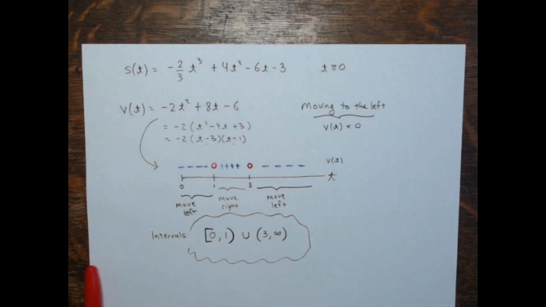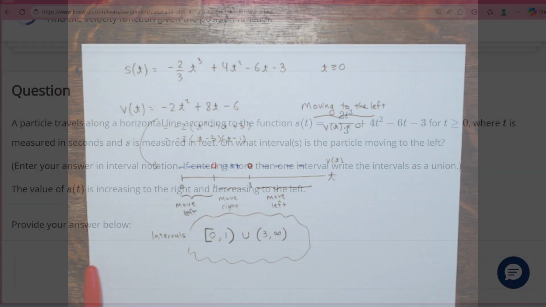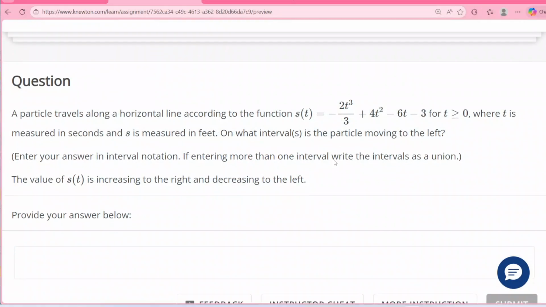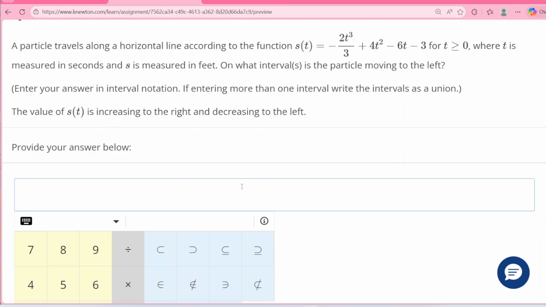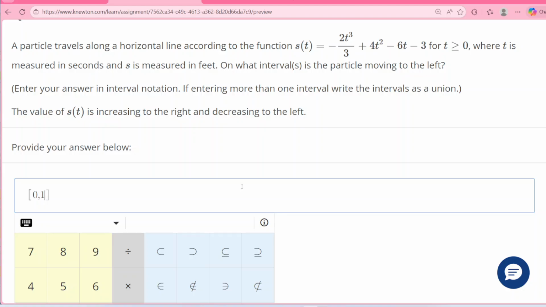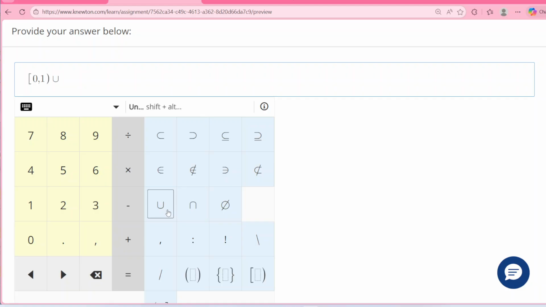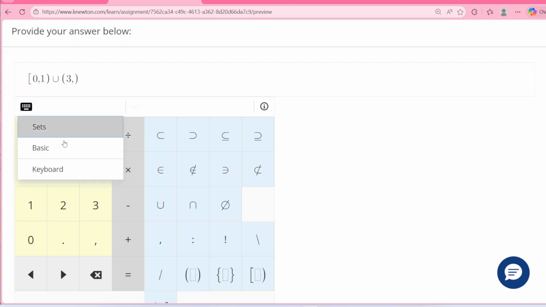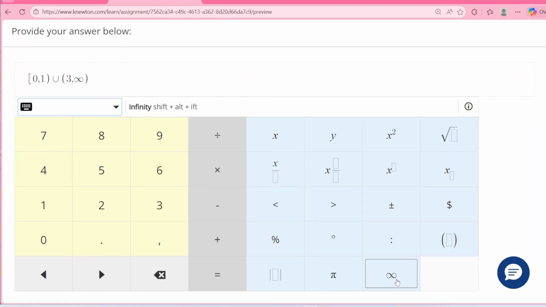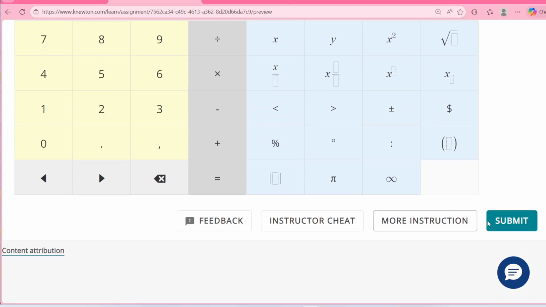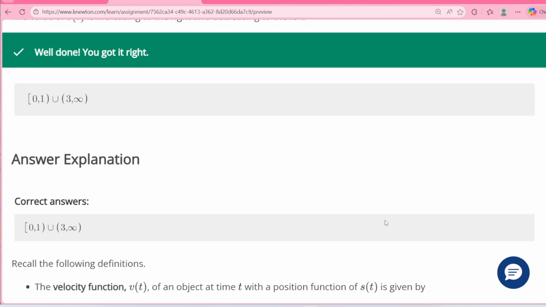So here's what I'm going to be entering for the answer to this question. Bracket, 0, comma 1, parenthesis, and then that union symbol once more. And then from 3 to infinity, and that's in the basic keyboard. And the parentheses are already there. How nice. Great.